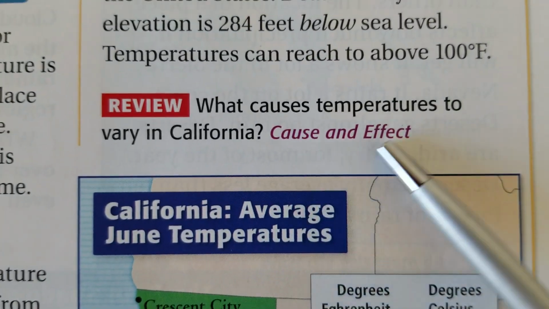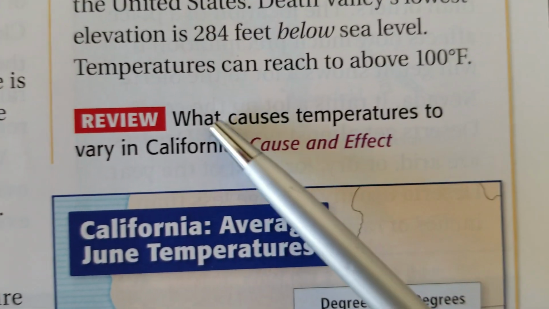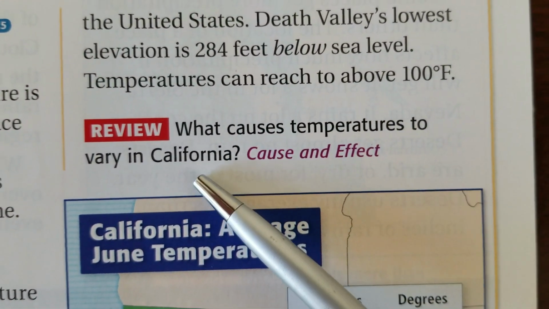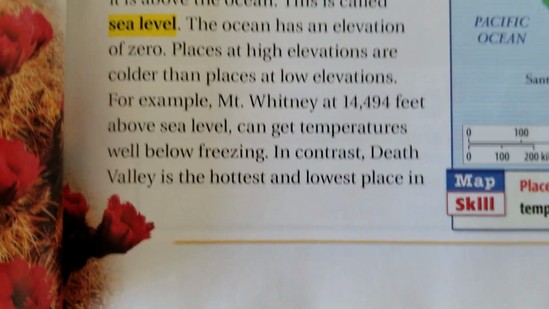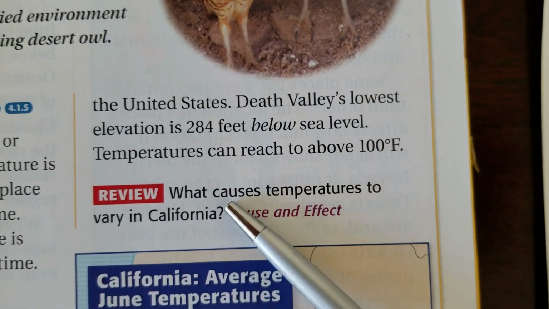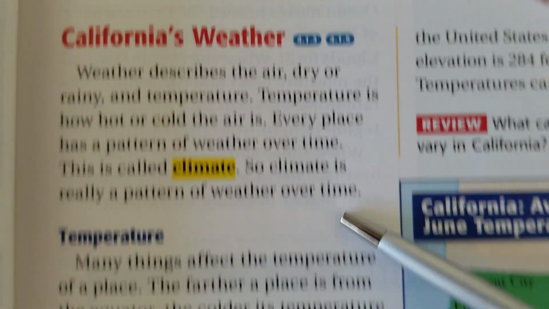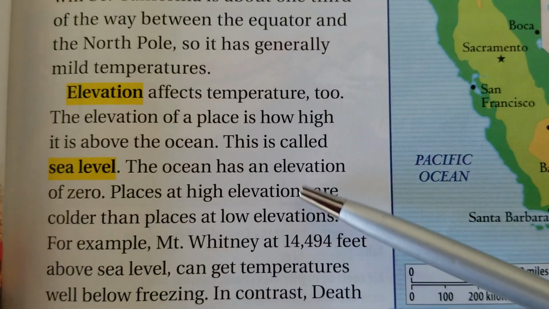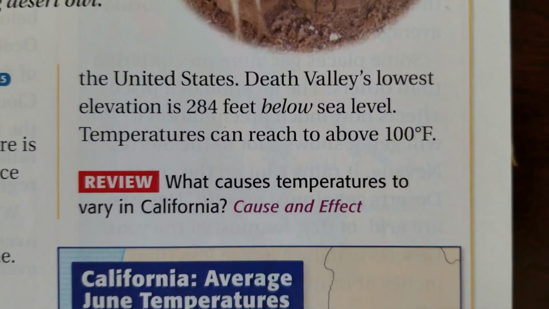Now, see how they had the cause and effect, which was the reading strategy, right over there? And it says, what causes temperatures to vary in California? Where's that answer? Go back. It is all right there. Now, what I really like having students do is create all their own questions. That's another reading approach. You could take any one of these paragraphs and create a why or how question with it. So instead of always doing the questions at the end of the text, you do this yourself on the fly. That's for another lesson, another time.